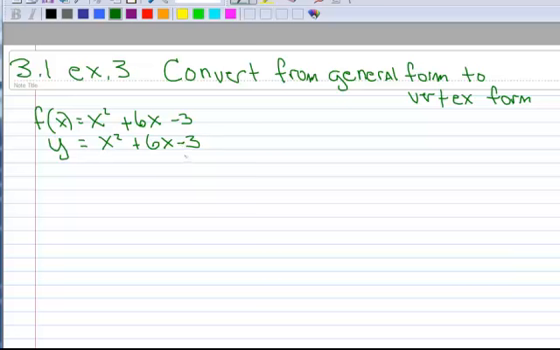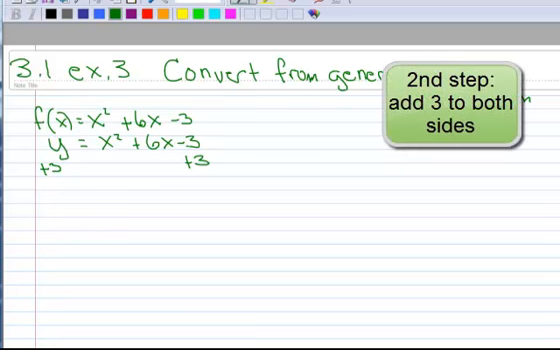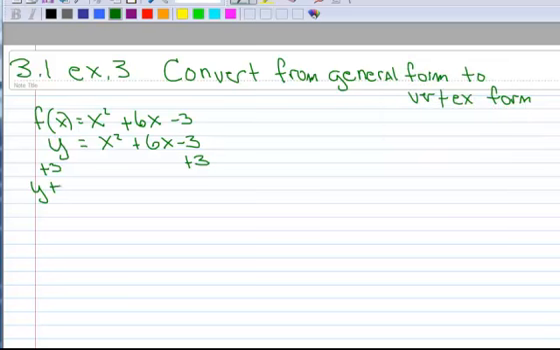The next step is we want to add 3 to both sides. And I want to add 3 because I want to get this negative 3 away from the right hand side. So the left hand side becomes y plus 3. The right hand side is x squared plus 6x.